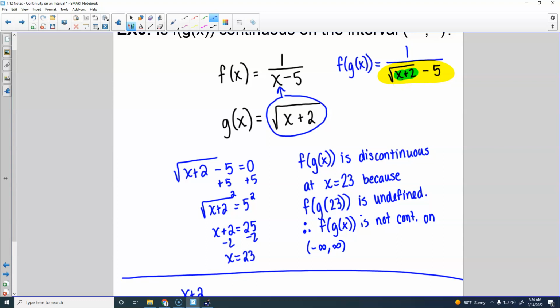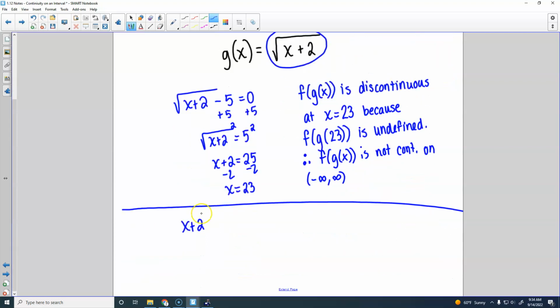What can I not have under the square root? Negatives, right? It gives me imaginary numbers. So that means x plus 2 has to be greater than or equal to 0. So x must be greater than or equal to negative 2, right? So we could make a conclusion like this.